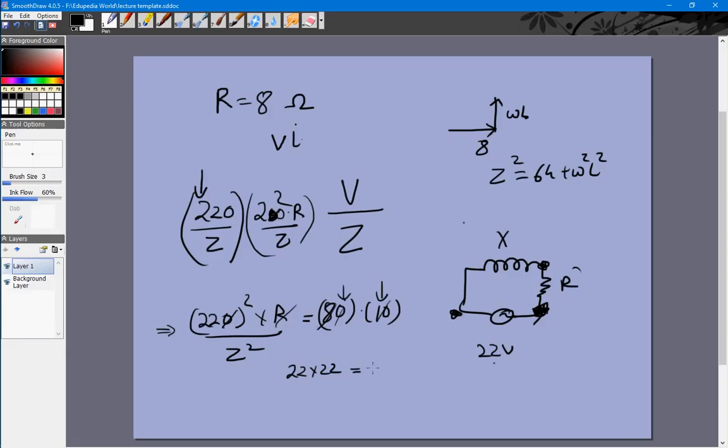to Z square. Z square will be 64 plus omega squared L squared. Now what is omega? Omega is 100 pi, because we are given mu is 50 and omega is 2 pi mu, right? So 64 plus 100 pi L whole square.